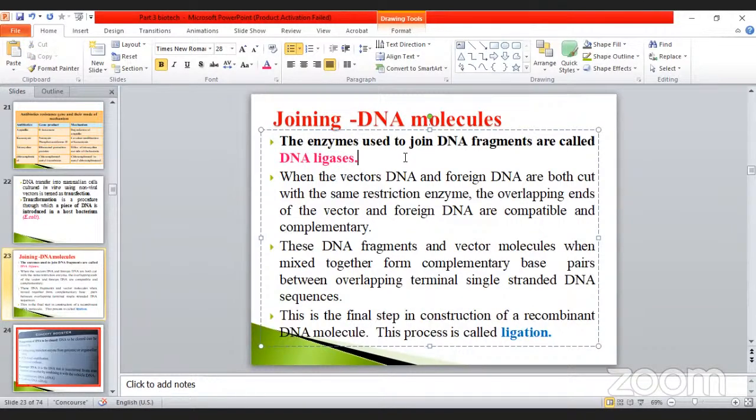Nitrogen is made up of what? The protein molecules, and it is also one of the enzymes. Okay, DNA ligases. What is the meaning of this? Ligases is nothing but linkage, the linking of fragments.